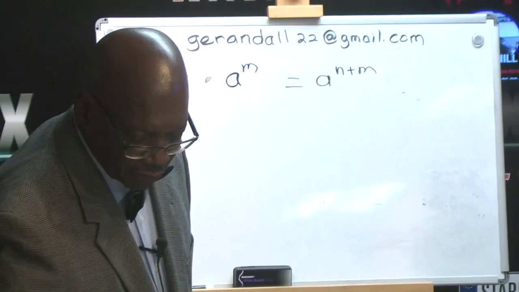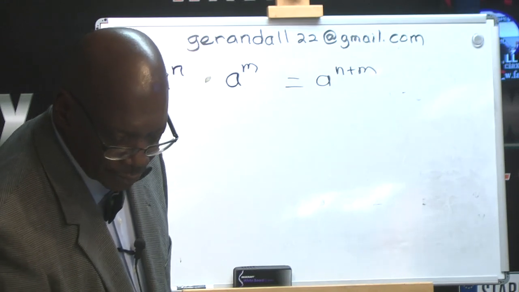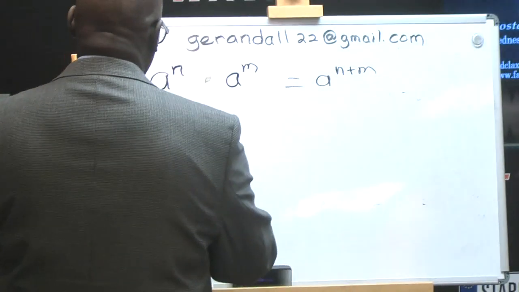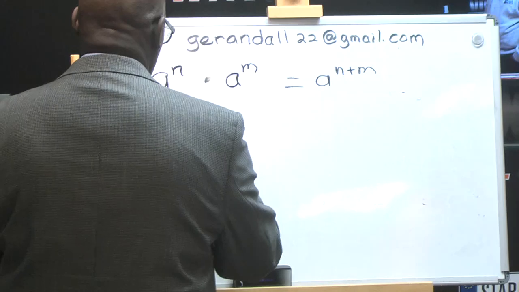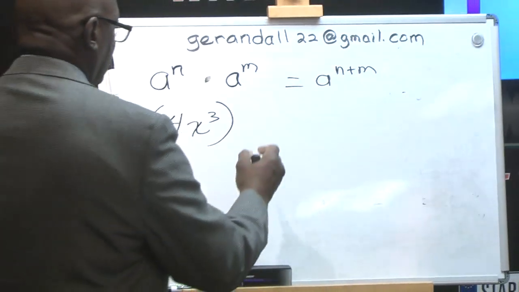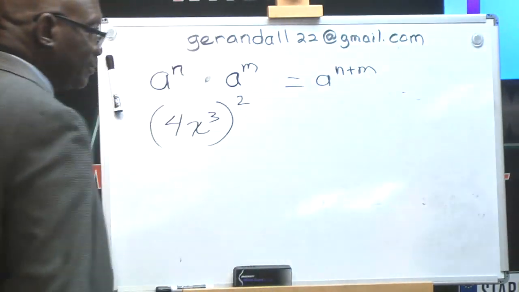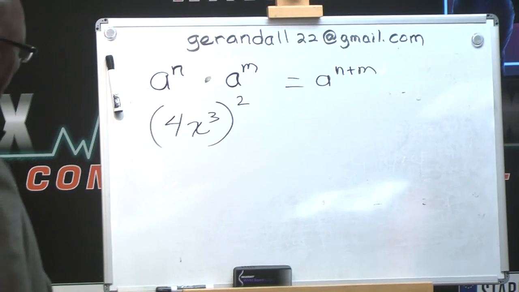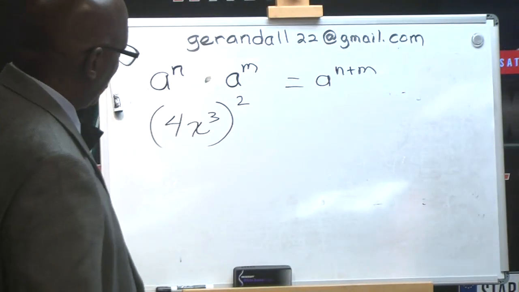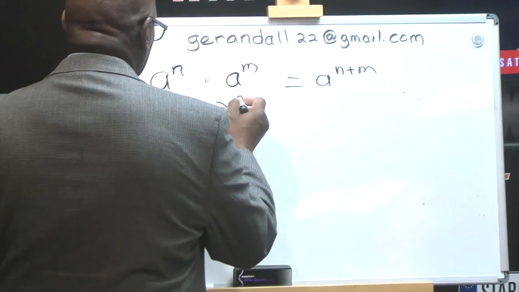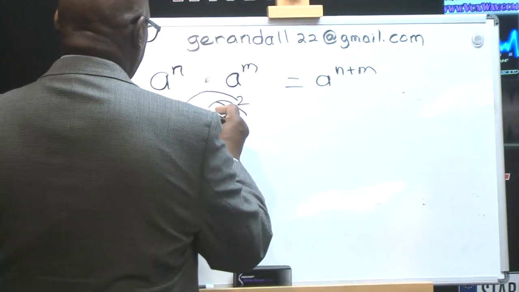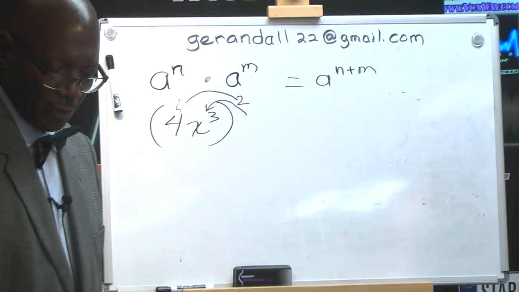Now, let me just flip over and look at a situation where we have 4x to the third power in parentheses to the second power. Now what does that look like? Again, we got all of this, and now we got to take this and square, and this and square. Okay?